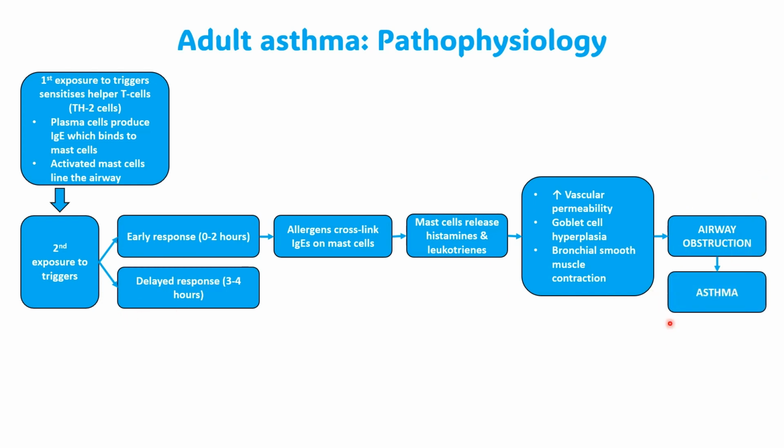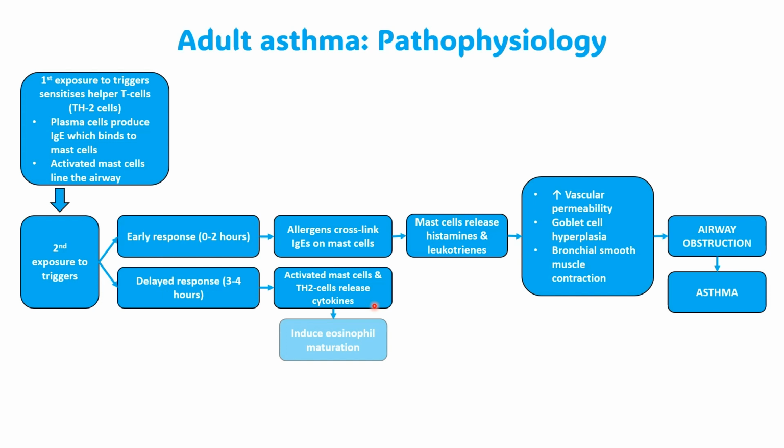So let's talk about the delayed response. This is 3 to 4 hours after the second exposure to the triggers. We have activated mast cells and T helper 2 cells releasing cytokines, and this is going to induce eosinophil maturation. Eosinophils are a type of white blood cell. They're a granulocyte because they have a granular cytoplasm, similar to a neutrophil, but you can tell the difference under a microscope because they have a different appearance.